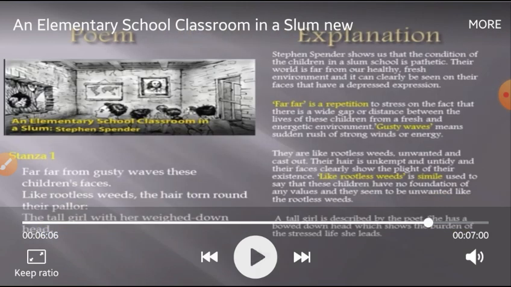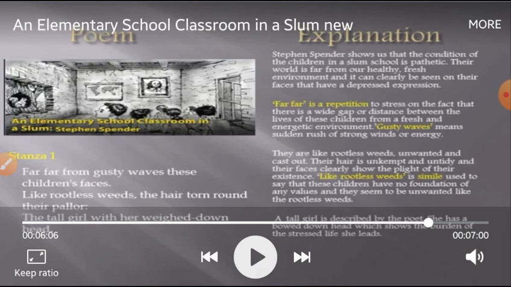See, I have divided the stanzas into little bits. So first few lines of the stanza, let me read. Far, far from gusty waves, these children's faces, like rootless weeds, their hair torn round their pallor, the tall girl with her weighed down head. So Stephen Spender shows us that the conditions of these children in slum school is pathetic, very miserable, very unfortunate. Their world is far, far from our healthy, fresh environment, and it can clearly be seen on their faces that have a depressed expression.